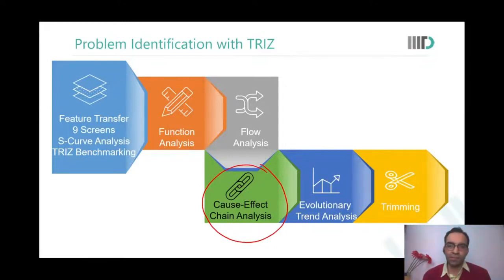So you will notice that this method is also called root cause analysis or 5 whys or many other names across different frameworks. Agile would call it one way. Kaizen would call it a different way. Program management, Six Sigma would call it with a different name. But essentially, all the different problem identification methods have some semblance to cause-effect chain analysis of TRIZ in them.